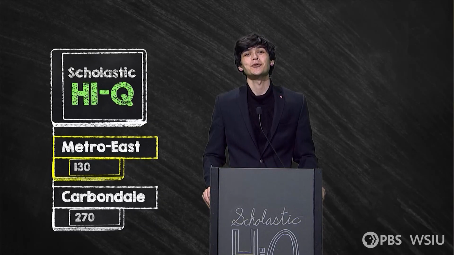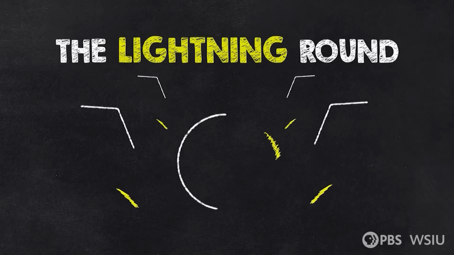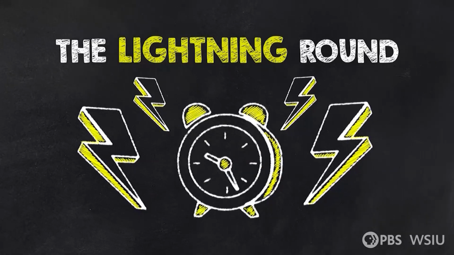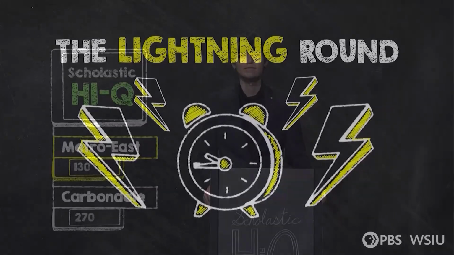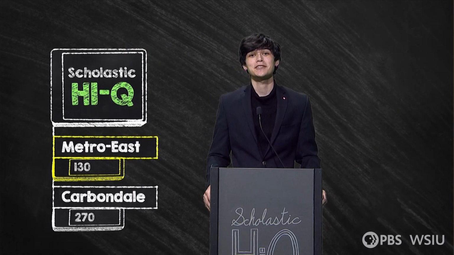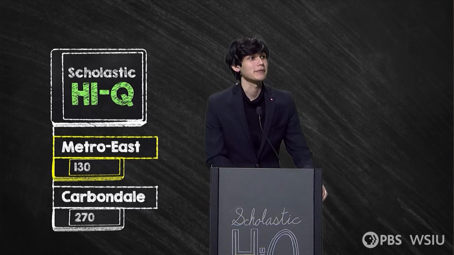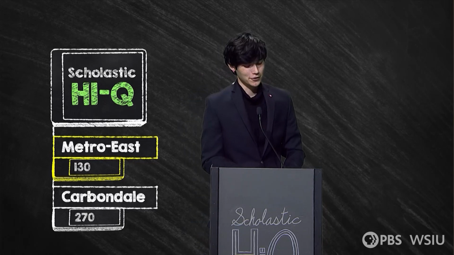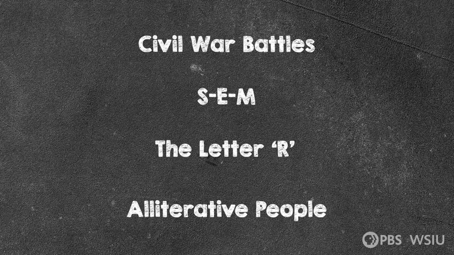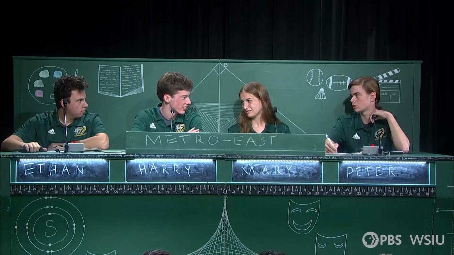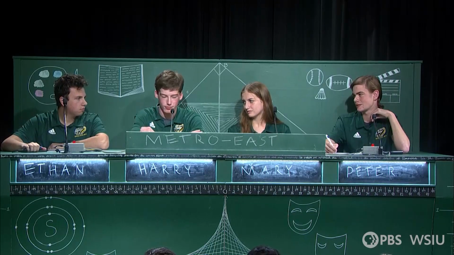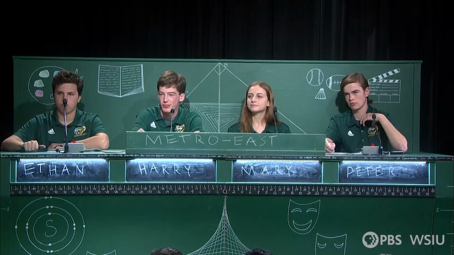And that'll take us to our lightning round. The way our lightning round works is each team will have 60 seconds to answer as many questions as they can about a certain topic. Now, Metro East, since you guys are trailing in this one, you get the first pick of the litter. Your choices are Civil War battles, SEM, the letter R, or alliterative people. The letter R. The letter R it is.